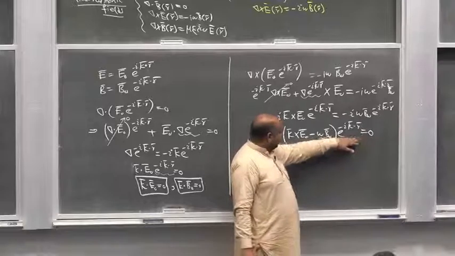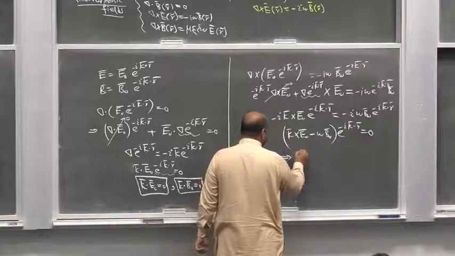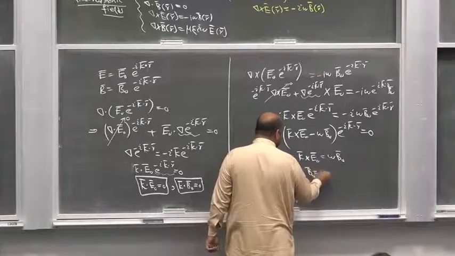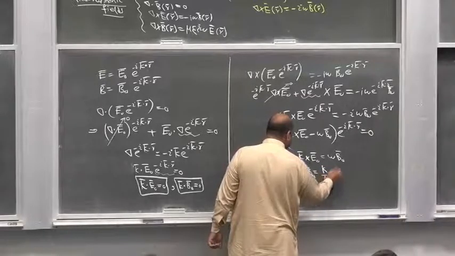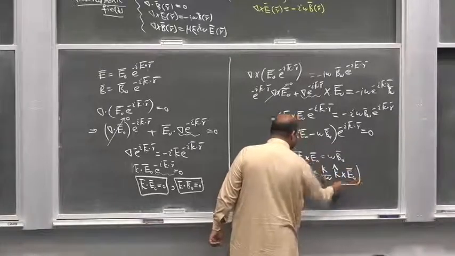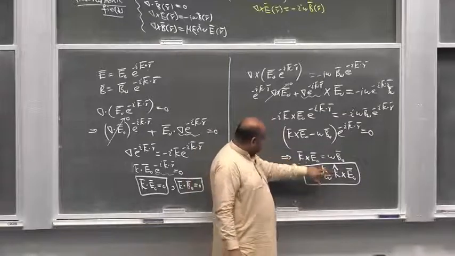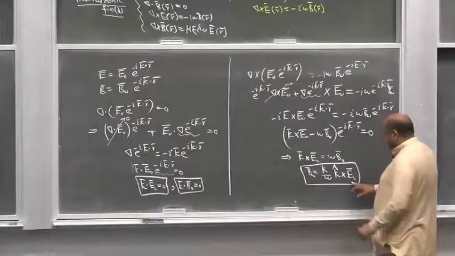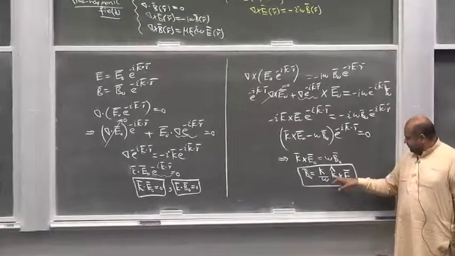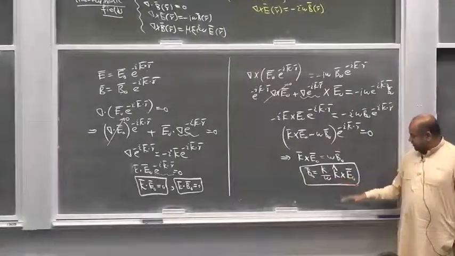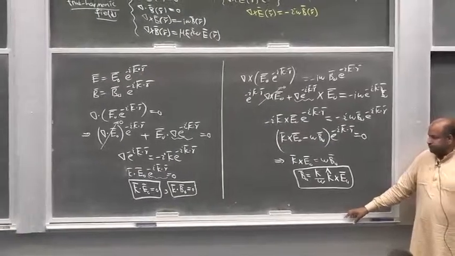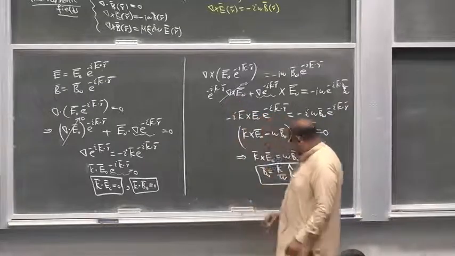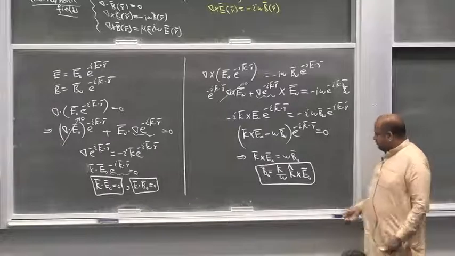Again, since this can't be 0 for all R, this must be 0, which means that k cross E naught equals omega B naught, or B naught is as written here. I wrote k as k hat into k magnitude and took omega here. So it means if you have the electric field vector, you can find the magnetic field by taking its cross product with the unit vector along k and multiplying with this factor k over omega. Because E naught and B naught are constants.